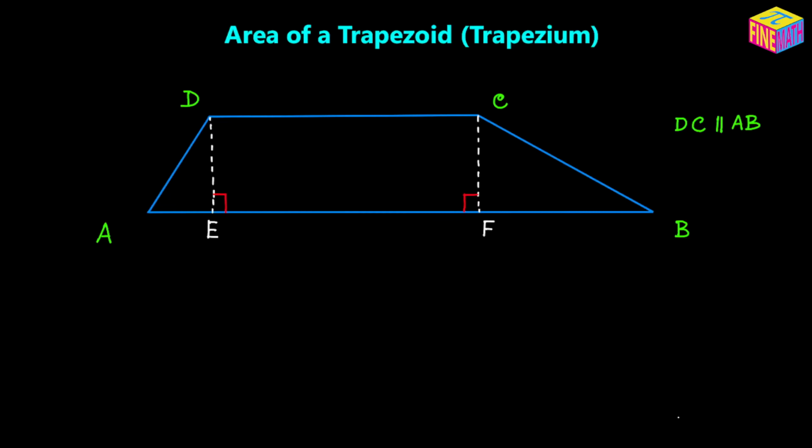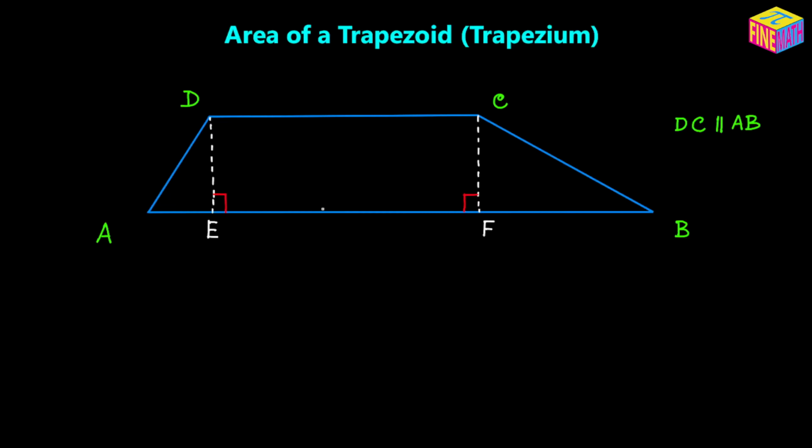What I have done here is that I have dropped two perpendiculars. One perpendicular from D onto AB landed at point E, and another perpendicular from the point C onto AB landed at the point F. I have denoted that they are perpendicular and make a right angle with the line AB. So now we can see that the trapezoid has been divided into a triangle, a rectangle and another triangle.